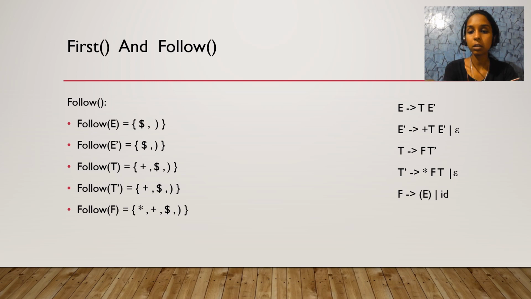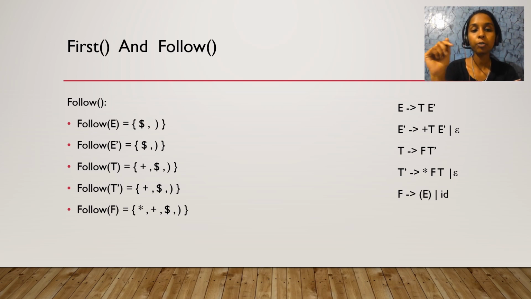And next we are moving on to the follow of E. That is, it contains F produces open parenthesis E and close parenthesis. So this is of the form A tends to alpha B beta. Here B is E, so follow of B is nothing but first of beta. First of beta is first of close parenthesis, that is equal to close parenthesis itself. So the follow of E is equal to dollar and close parenthesis.